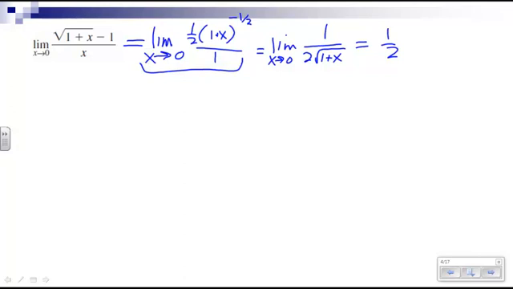Why is that the half? When Edmund took this 0 and plugged it in for x, you got the square root of 1 plus 0. That's the square root of 1. So I got 1 over 2 times the square root of 1, which is 1 over 2 times 1. That's 1/2. One more time: I got it because I can plug in that 0 and this denominator didn't blow up.